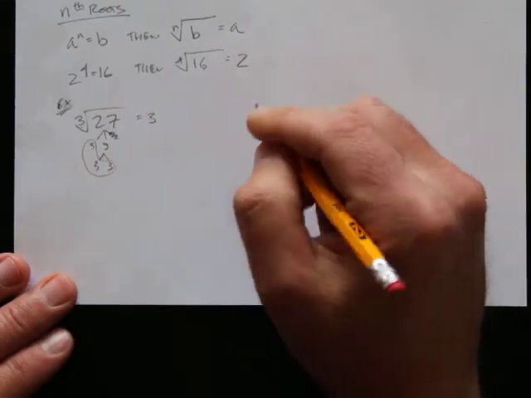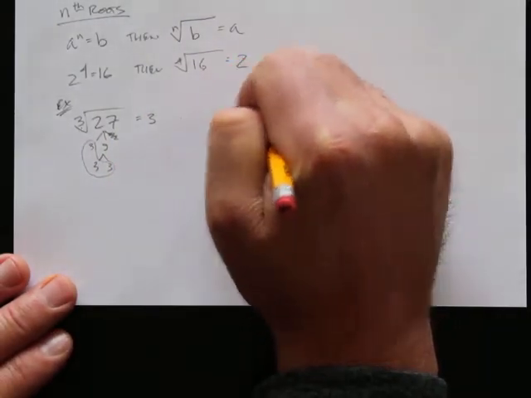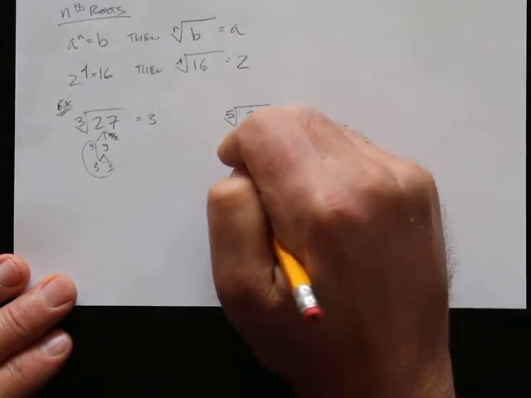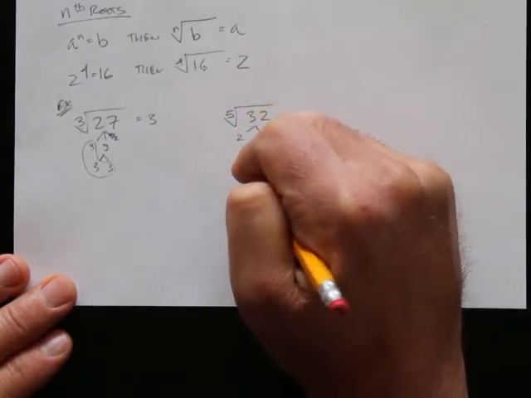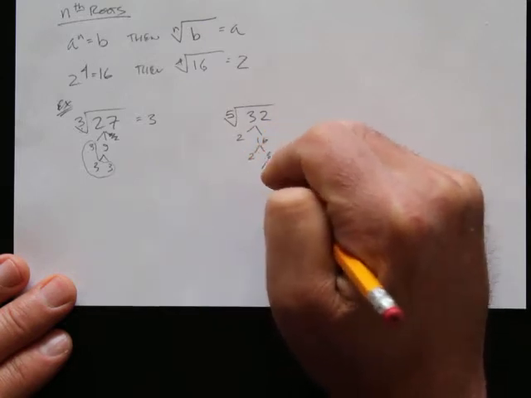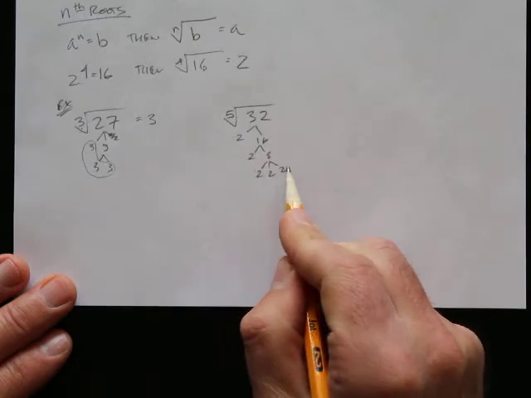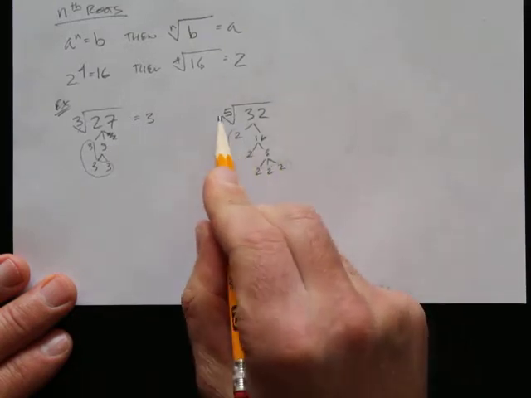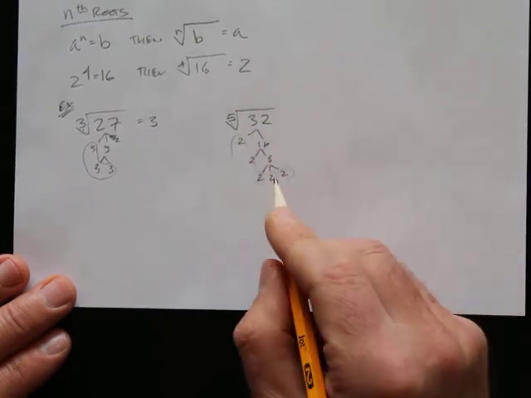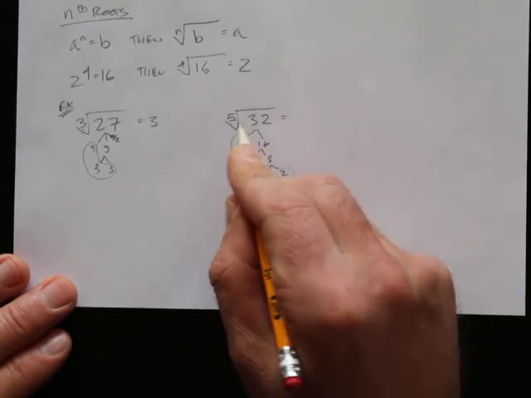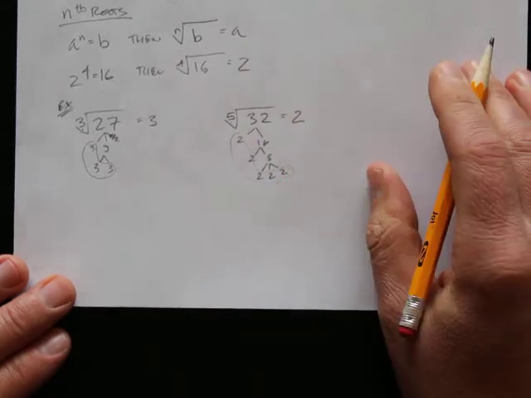Let's do another one. The 5th root of 32. All right, 32 is 2 times 16, 2 times 8, and 8 is 2 times 2 times 2. Oh look, 1, 2, 3, 4, 5. I've got 5 2's, and look, I'm looking for the 5th root. So 2 times itself 5 times is 32. The 5th root of 32 is 2.